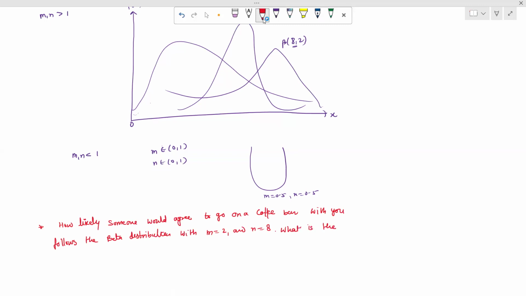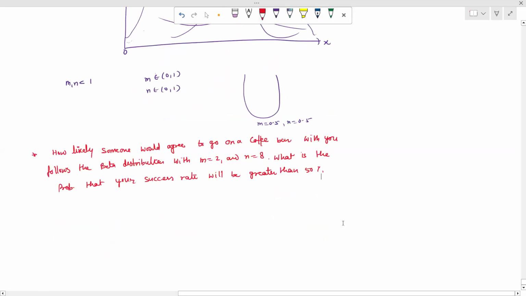What is the probability that your success rate will be greater than 50%? Such types of problems we can solve by using the beta distribution. So the success rate is 50%. Greater than 50% means we are going to calculate the probability x greater than 0.5.